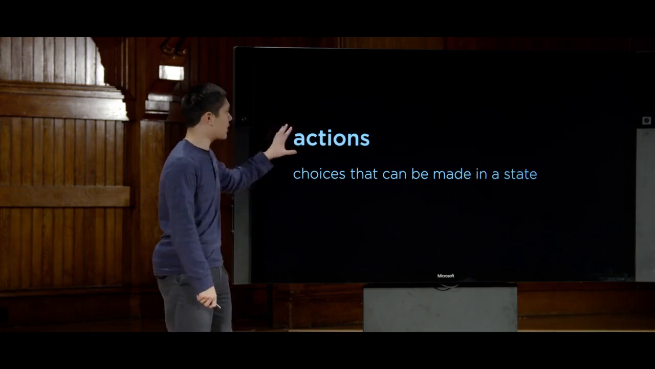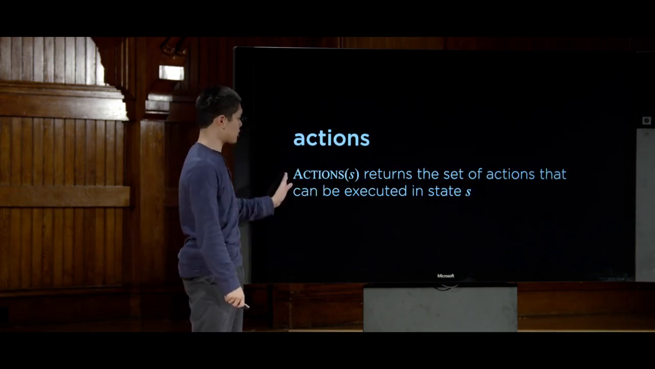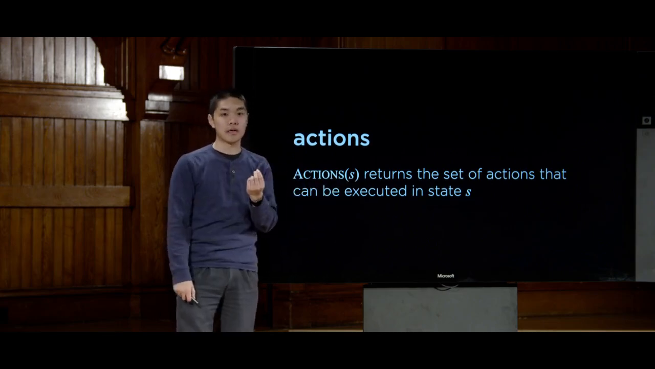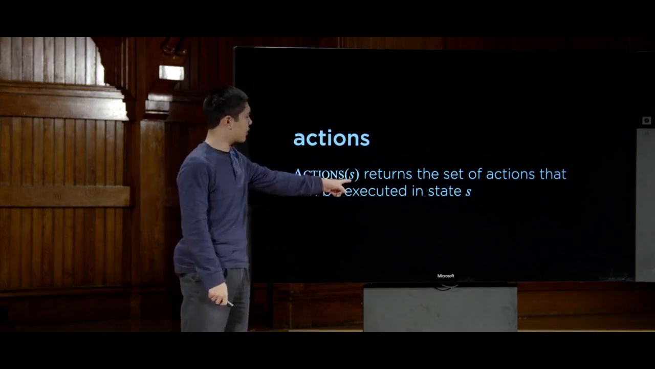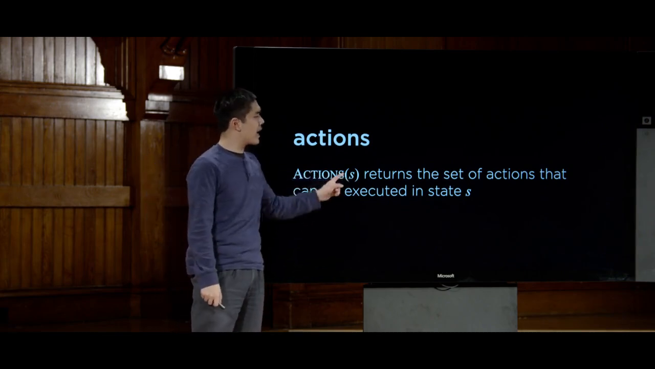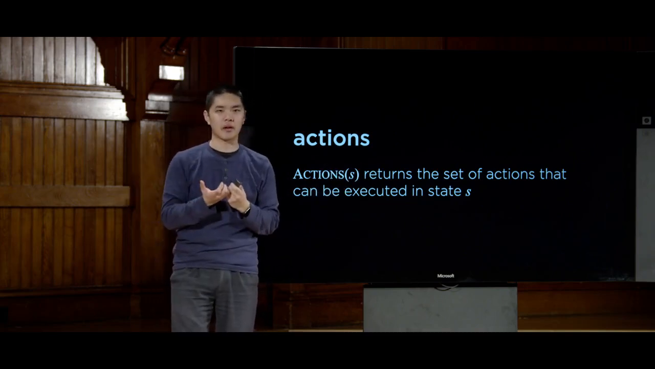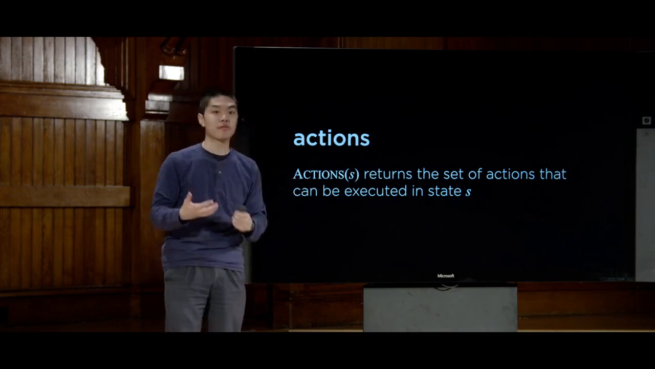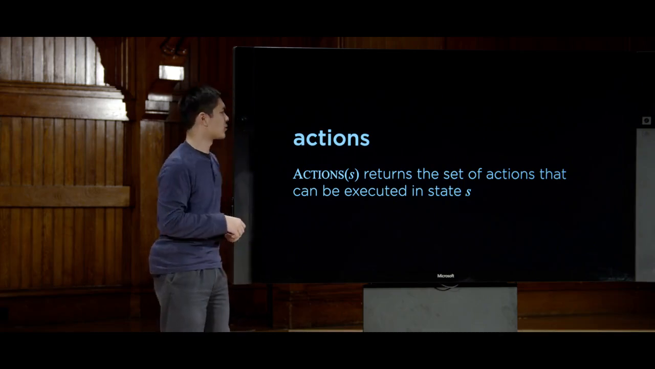And we can more precisely define actions as a function. We're going to effectively define a function called actions that takes an input s, where s is going to be some state that exists inside of our environment. And actions of s is going to take this state as input and return as output the set of all actions that can be executed in that state. And so it's possible that some actions are only valid in certain states and not in other states. And we'll see examples of that soon, too.